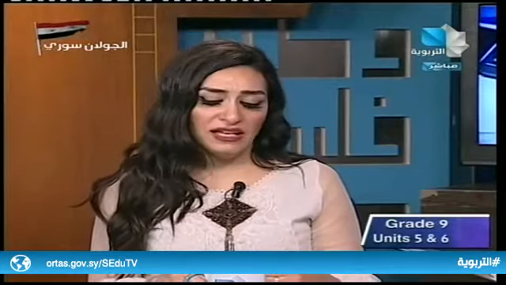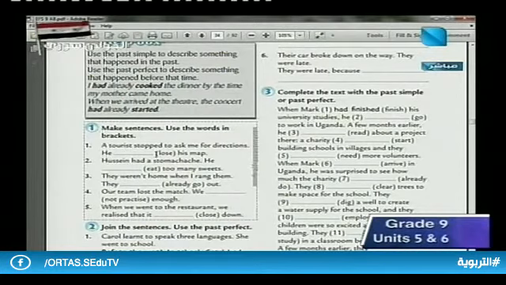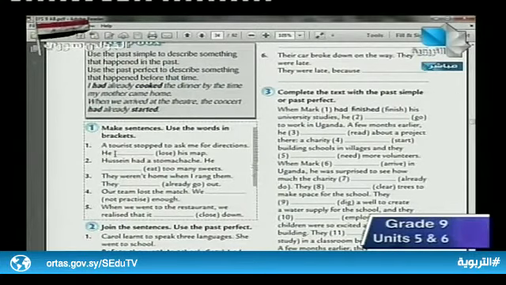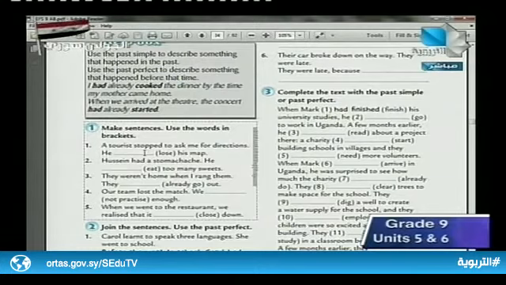Number 1. A tourist stopped to ask me for directions. He, between two brackets, lose his map. Here we have to put had lost, because we've got past perfect, something which happened in the past before another action also in the past. Had lost happened before the tourist stopped. Why did the tourist stop me? Because he had lost his map. So first he had lost his map, then he asked me about the directions.